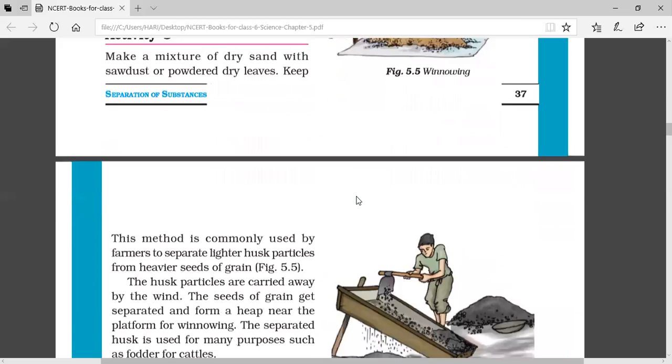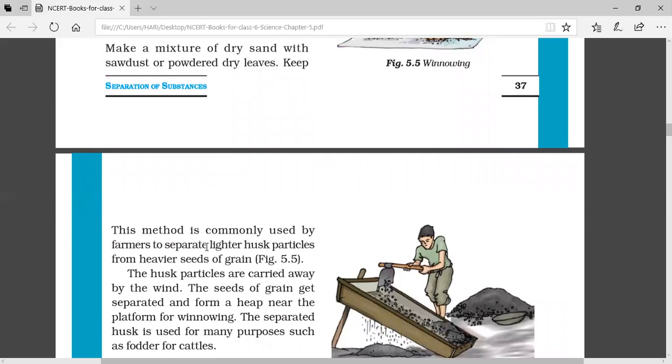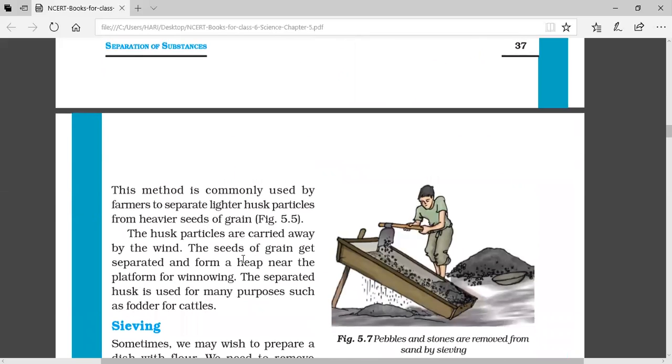See, this method is commonly used by farmers to separate lighter husk particles from the heavier seeds of grain. Husk means the waste things, impurities only. The husk particles are carried away by the wind. The seeds of grain are separated and form a heap near the platform for winnowing. The separated husk is used for many purposes such as fodder for cattle. So the winnowing method is used to separate the components which are lighter and heavier, right? And the help of wind is used for this purpose.